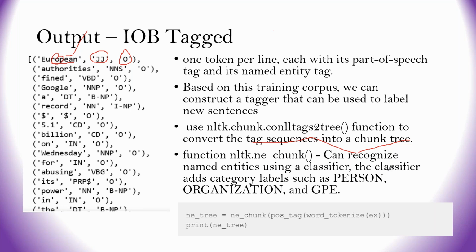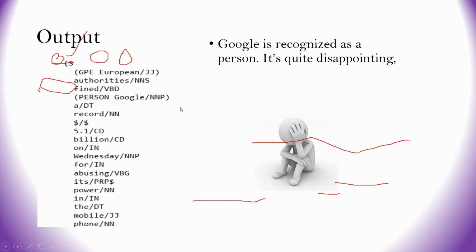The classifier adds the class label as person. If a person's name is given, it could be identified as a person. If any organization is given, for example Google, it could be identified under the category organization, and GPU and any other values are given. So it keeps going, identifying the named entity tags like this. But if Google is recognized as a person, it's quite disappointing. If you look at this output here, Google is identified as a person, so the category is not properly given.